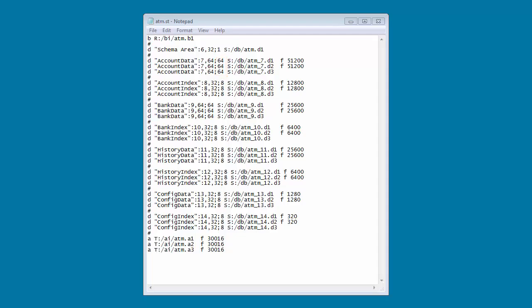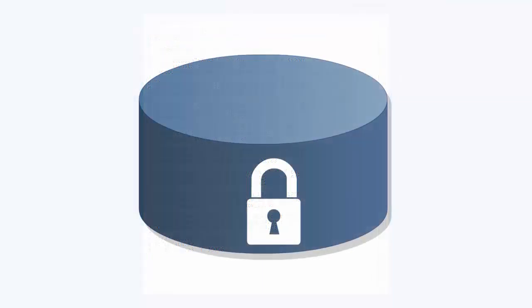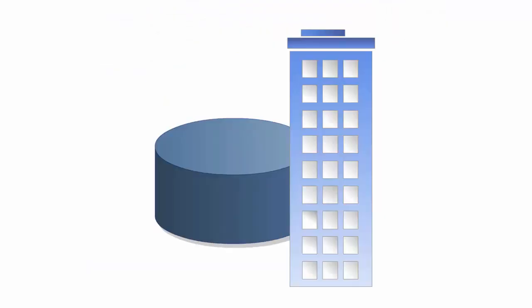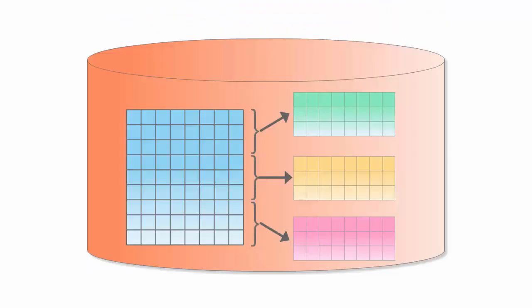Note that Type 2 storage areas are required if you need to implement advanced database options such as transparent data encryption, multi-tenancy, or table partitioning.